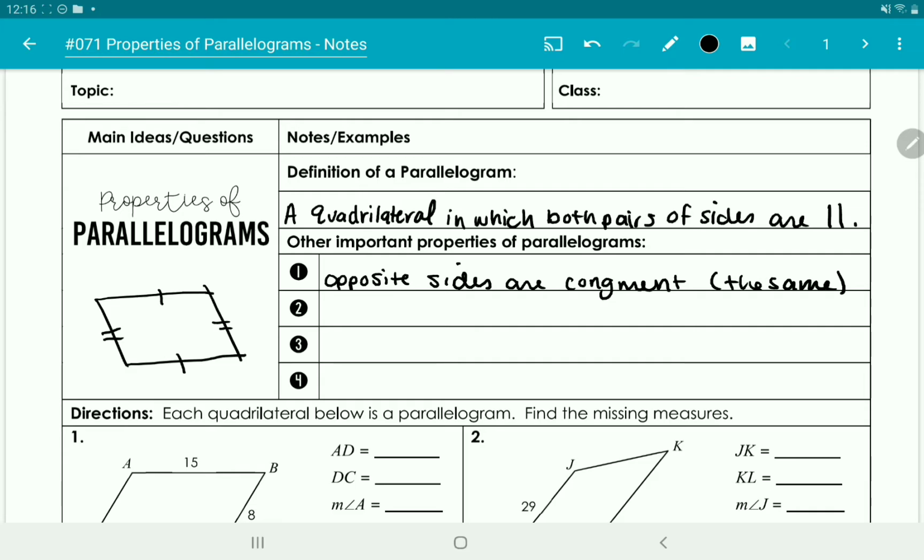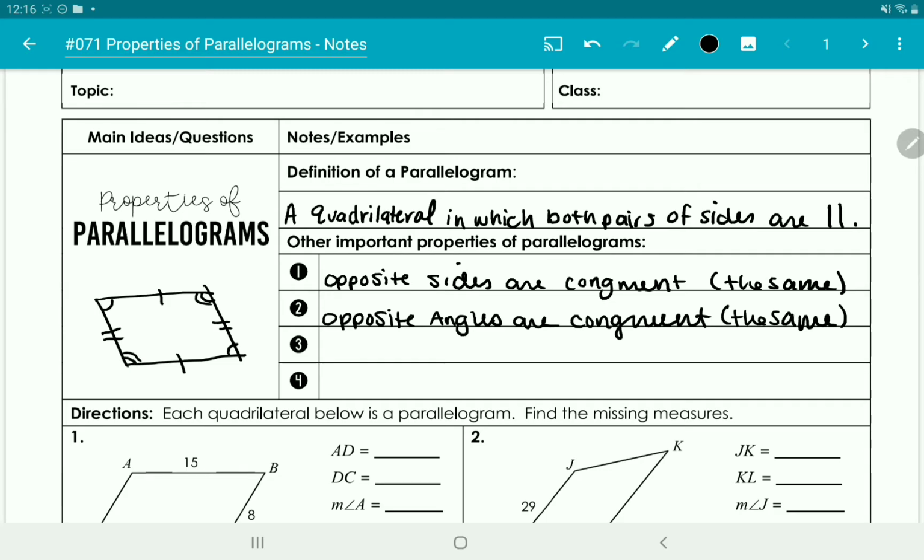Okay? We have that opposite angles are congruent, or again, the same. So this angle is going to be the same as that angle, and this angle is going to be the same as that angle.